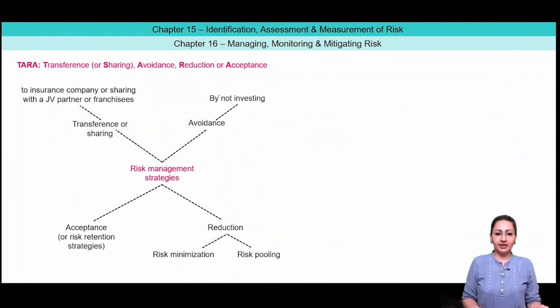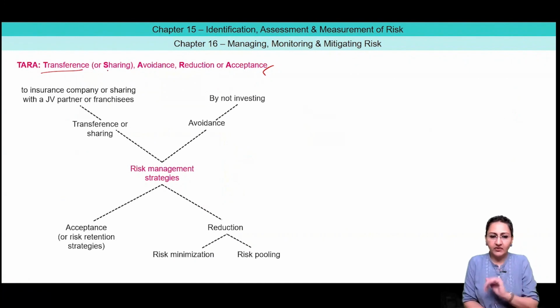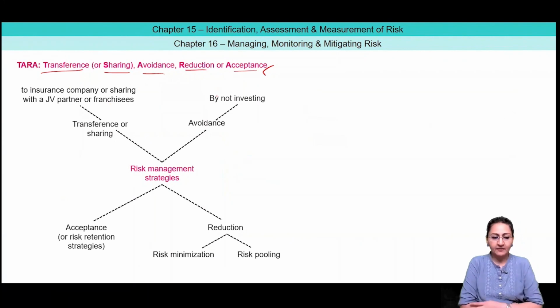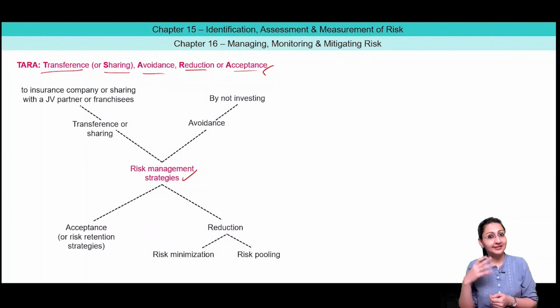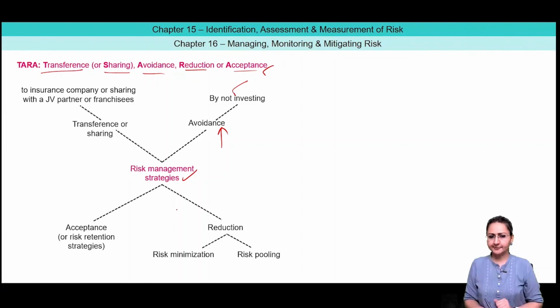Now, the next important thing, the TARA model. T stands for transfer. It can be SARA also, where S becomes sharing, A is avoidance, then R is reduction, and the last A is acceptance. That means we are framing some risk management strategies on the basis of the risk, its impact, and its likelihood. Now, which risk to avoid, which is going to be dangerous for you? Do not invest, avoid that risk.